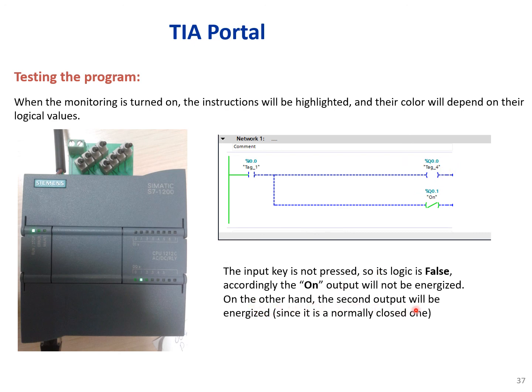On the other hand, the second output will be energized since it's a normally closed one. This is a real device, and you see basically the outputs and inputs here. The first LED is the tag one, or we call it switch on and off inside our program. Once the first LED is off, it means that this switch is off. The second output is on, it means that the second output is on, and the first one is off, it means that the first one is off.